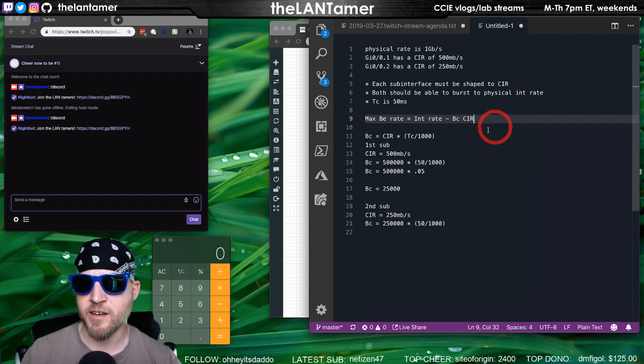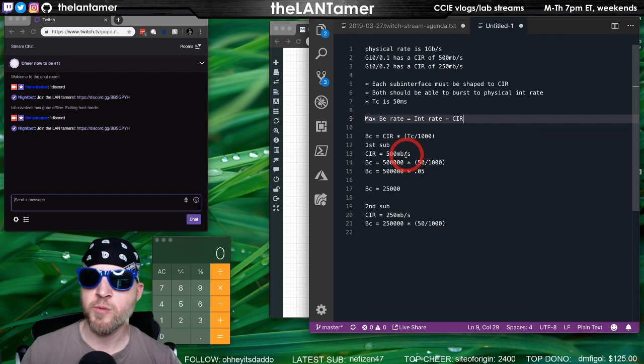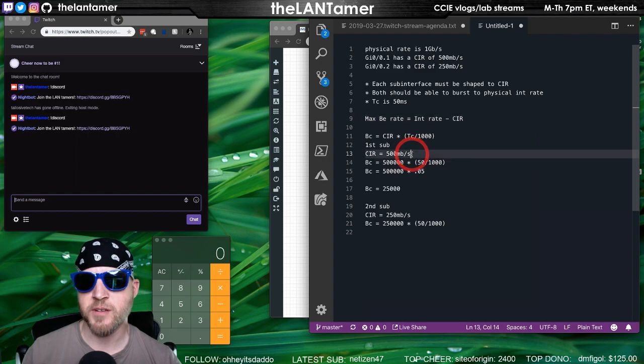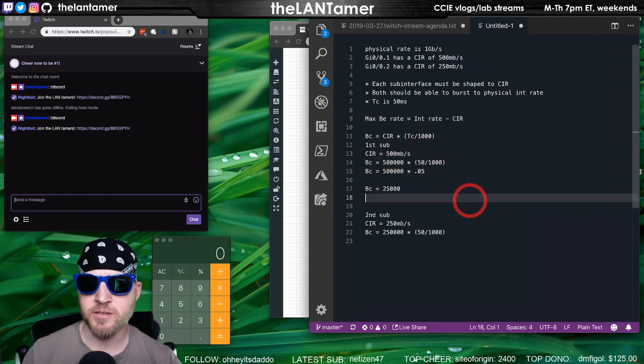That's the BC CIR. Well, the CIR. So if the BC is 500 and we want to use the rest of that capacity for the BE, then it's going to be easy. It's going to be double because 500 would be for BC. That leaves 500, the same amount.